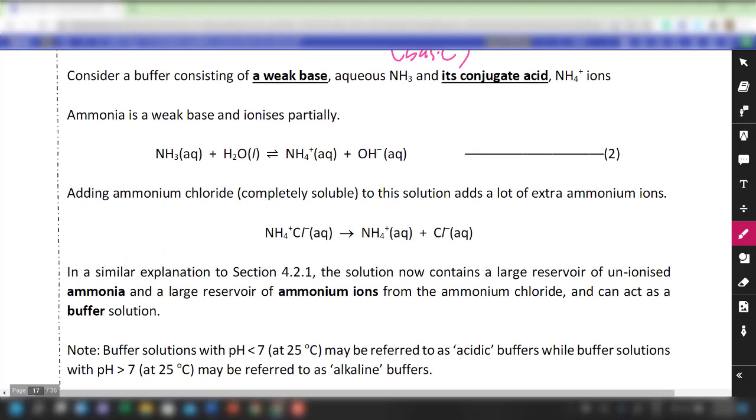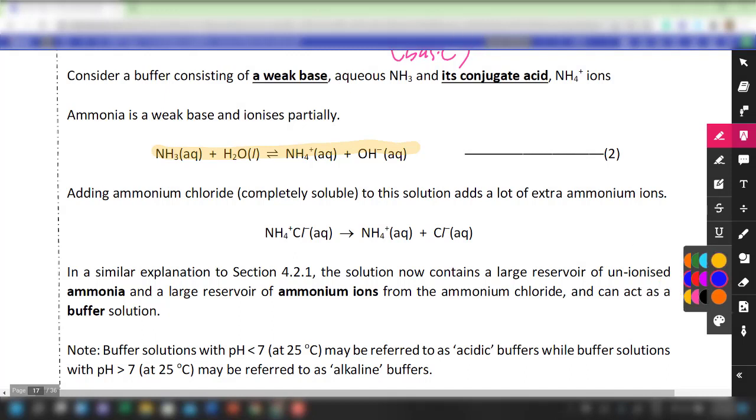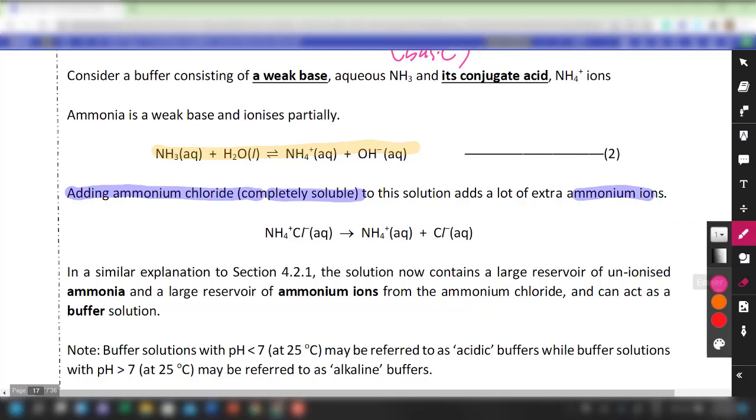I think we can look at it in a similar fashion as ethanoic acid. First we have aqueous ammonia, being a weak base which ionizes partially. So that's over here. It ionizes partially to give me the conjugate acid, which is ammonium, and OH minus. Then when I add in artificially ammonium chloride, which is completely soluble, the extra ammonium ion will cause the position of equilibrium of 2 to shift to the left.